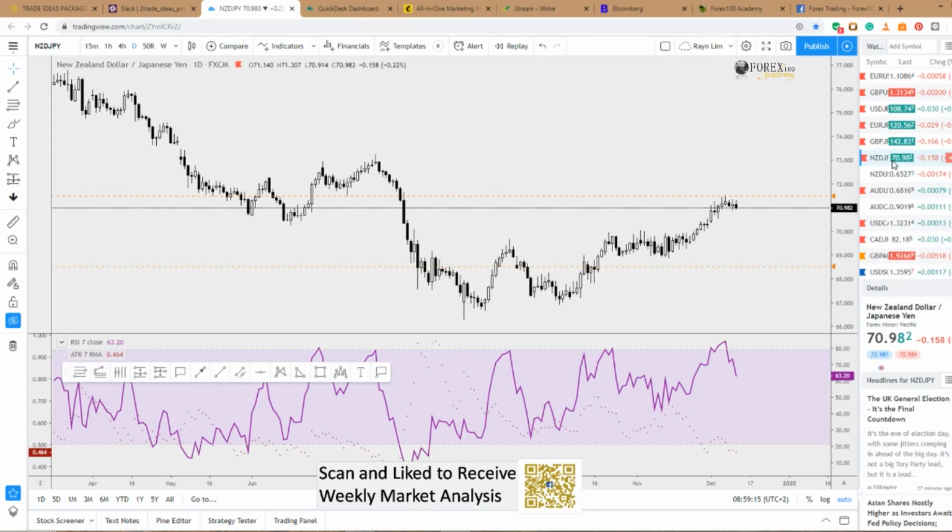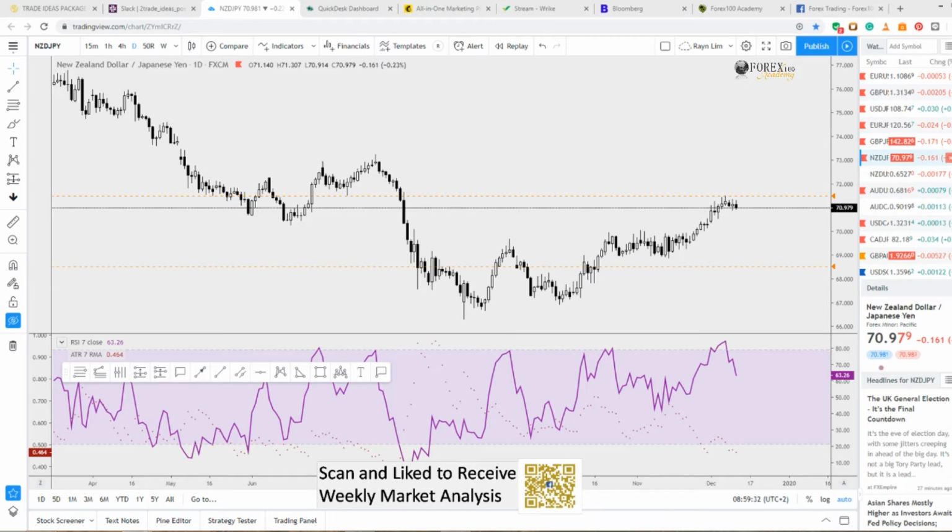New Zealand yen on the daily chart, we have a bearish movement. Market came back, retested the previous low, and went back up. Pretty much like a double bottom to me. Let me just check my live feed. New Zealand yen daily chart.